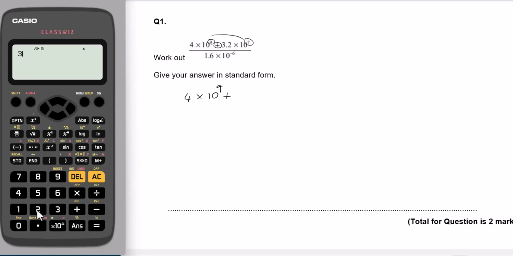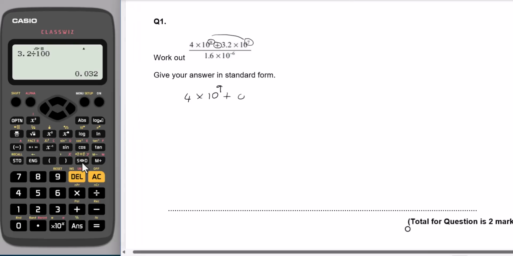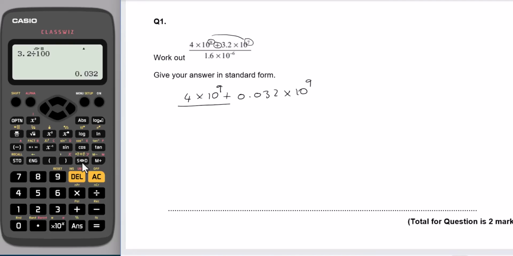Always do the calculation in your calculator. So 3.2 divided by 100. That gives us, press SD to change the fraction into decimal, 0.032 times 10 to the power of 9. So we change the power into a 9. Leave the bottom denominator as it is for now. We're going to deal with that later once we solve the numerator.